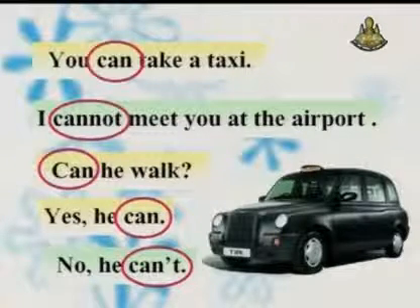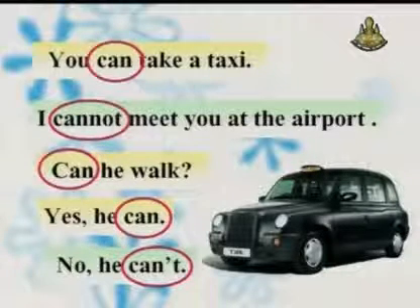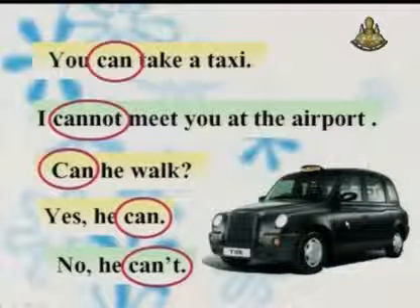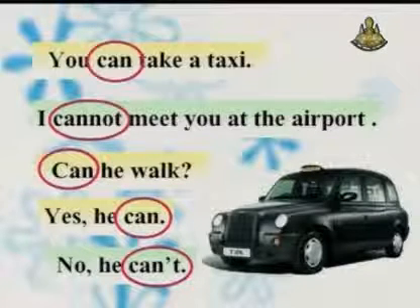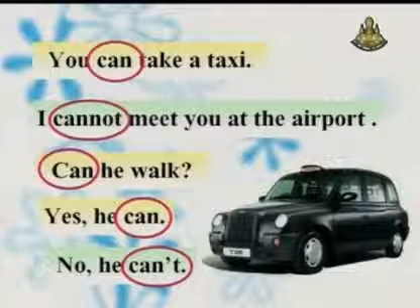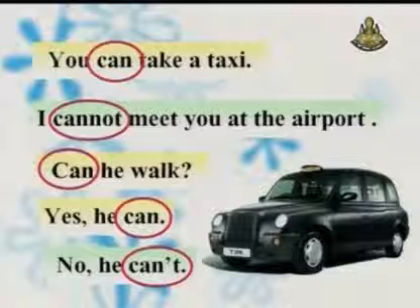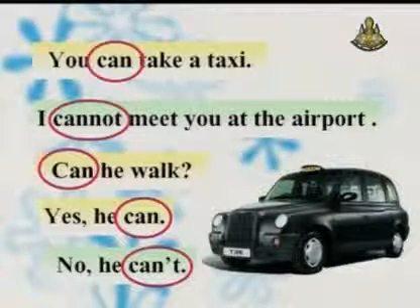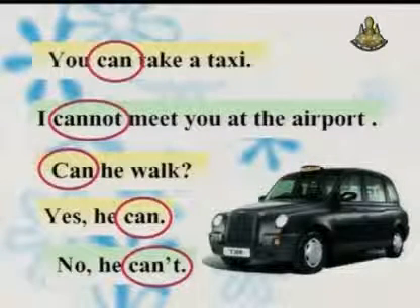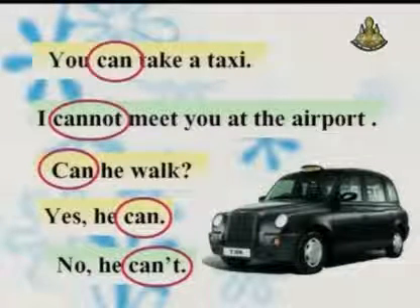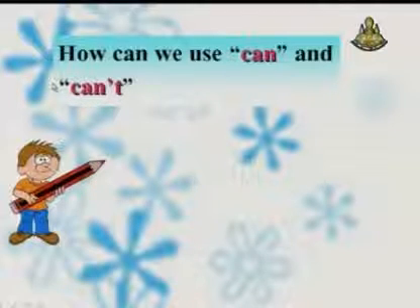What does can mean in Thai? It means able, used to talk about ability, what you can and cannot do at that time. For example, you can take a taxi. This is a taxi in London, sometimes sprayed candy colors, very beautiful but extremely expensive. I cannot meet you at the airport. It means I am not able to meet you at the airport. How can we use can and can't?